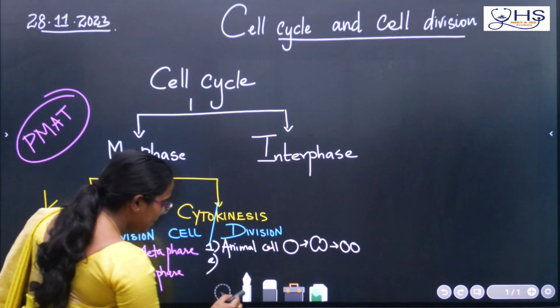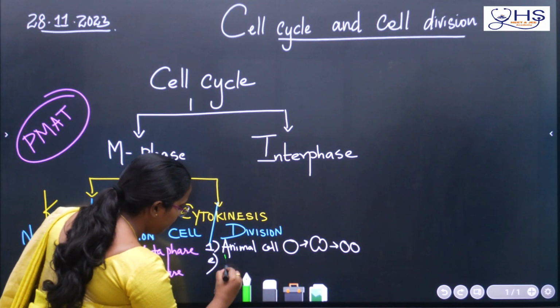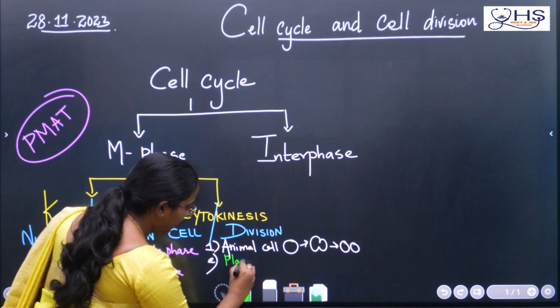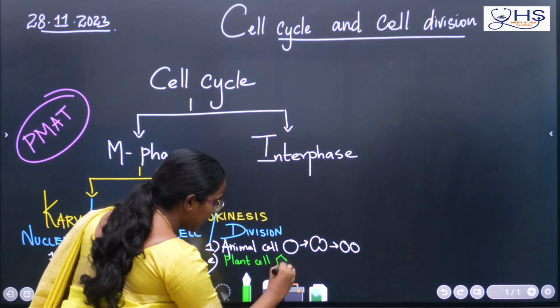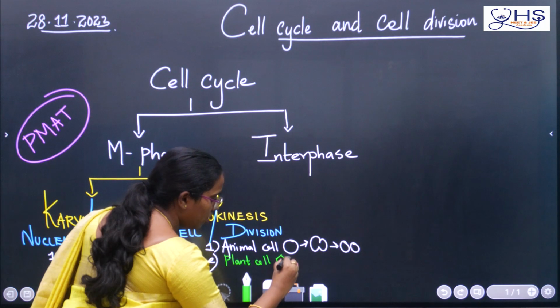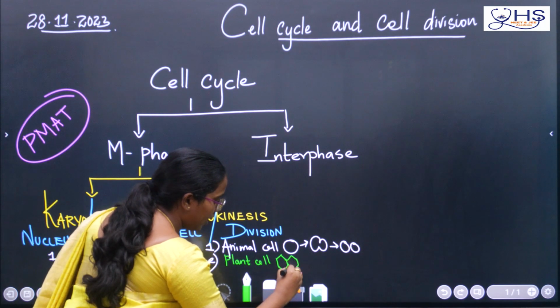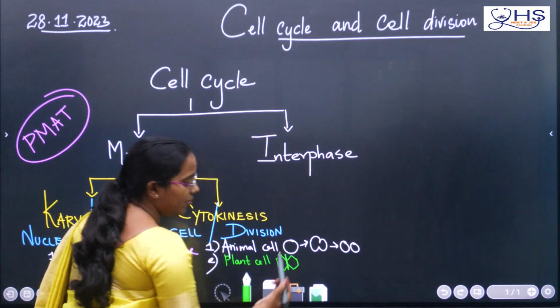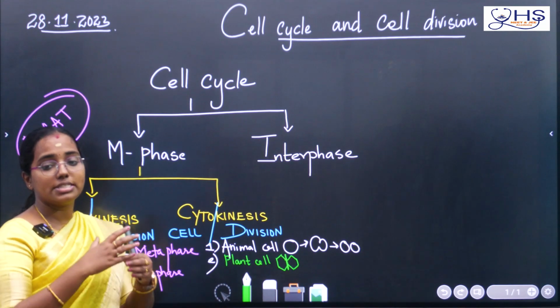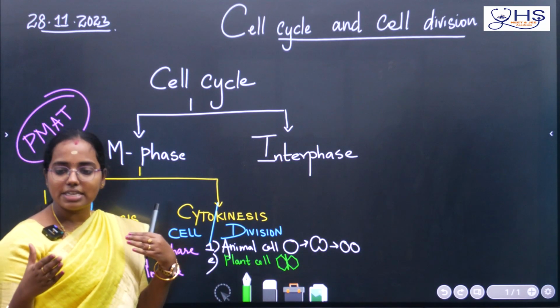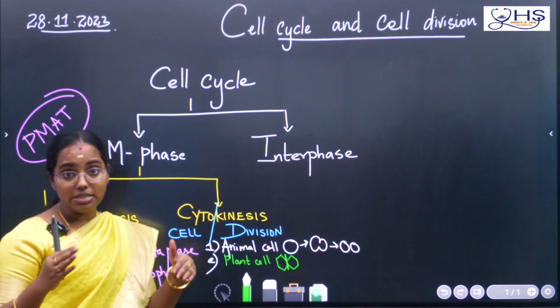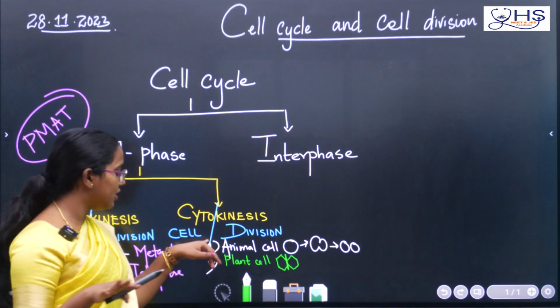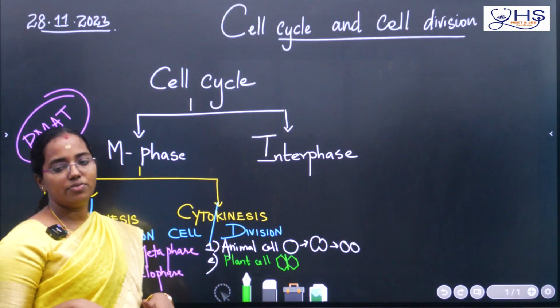What about plant cell? So I'll take green color for plant cell. In case of plant cell, the cell structure is already like this, so there is plate formation. When the cell wants to divide, a plate is formed in between the cell. That is called cell plate division. So these are the 2 types of cytokinesis. In animal cell, there is no plate formation, whereas in plant cell, there is plate formation.